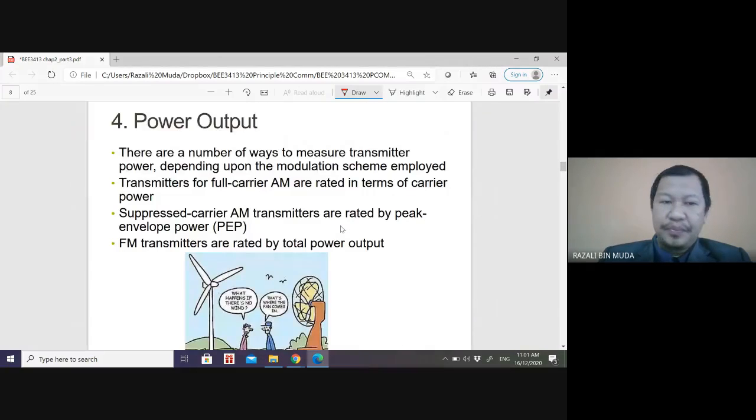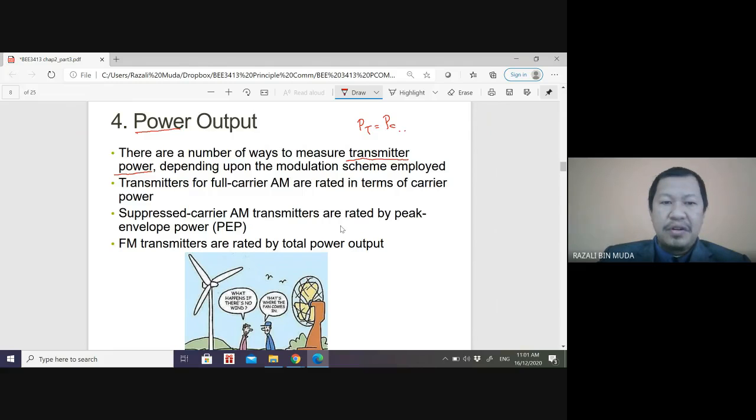Okay, power output. Number 4 is power. There are a number of ways to measure transmitted power. Okay, in previous slide we have discussed about calculation of the transmission power. Okay, P total, P carrier, right? You still remember PT, P carrier, plus. Okay, so there are a number of ways to measure transmitter power depending upon the modulation scheme employed.